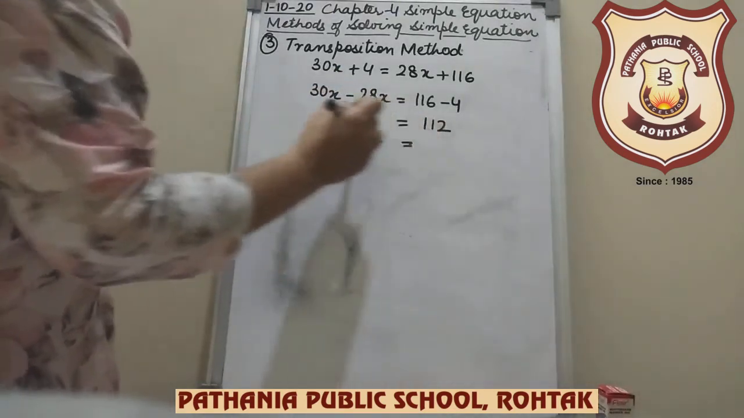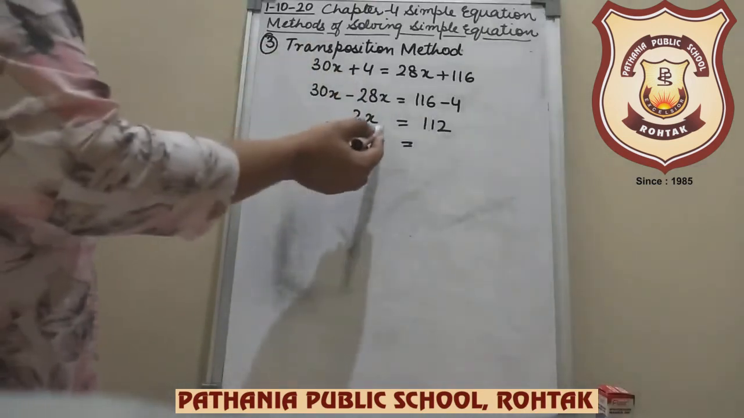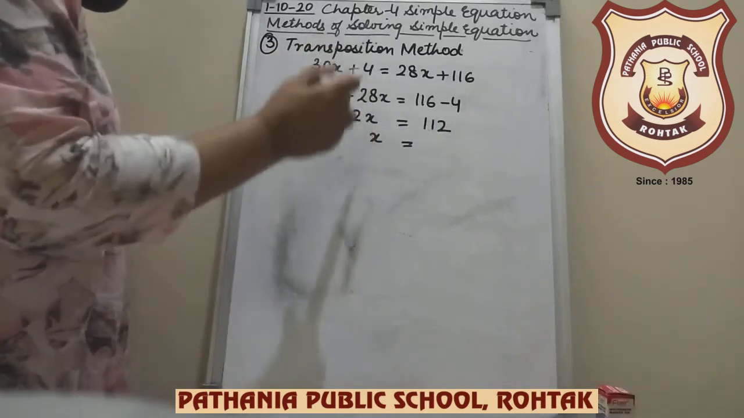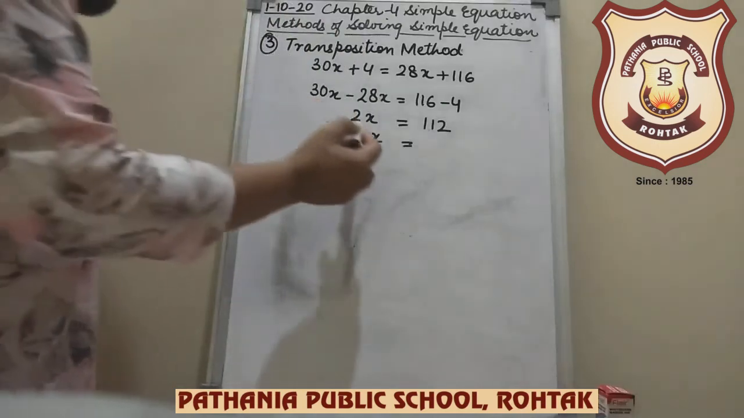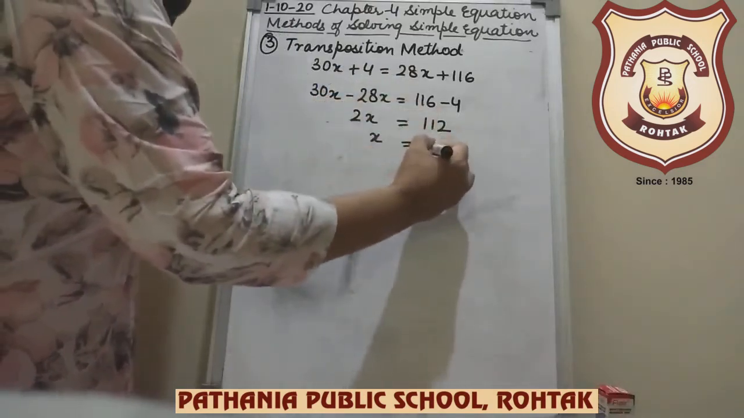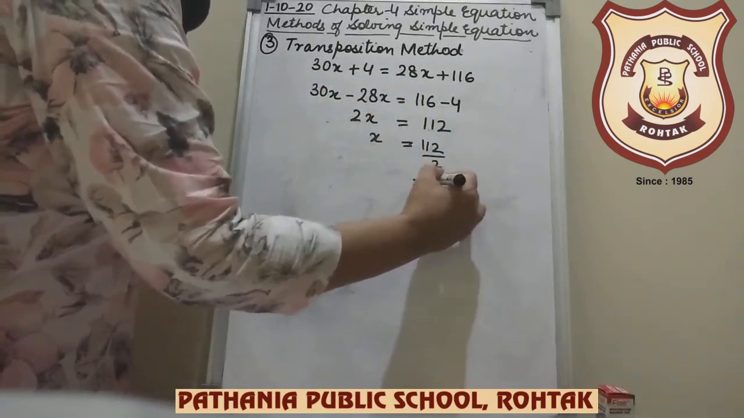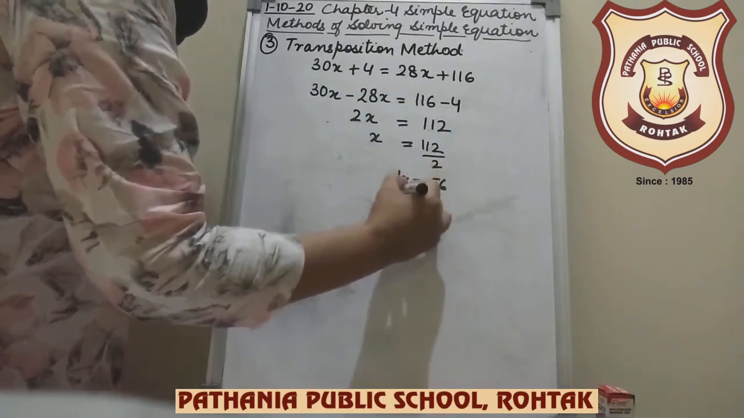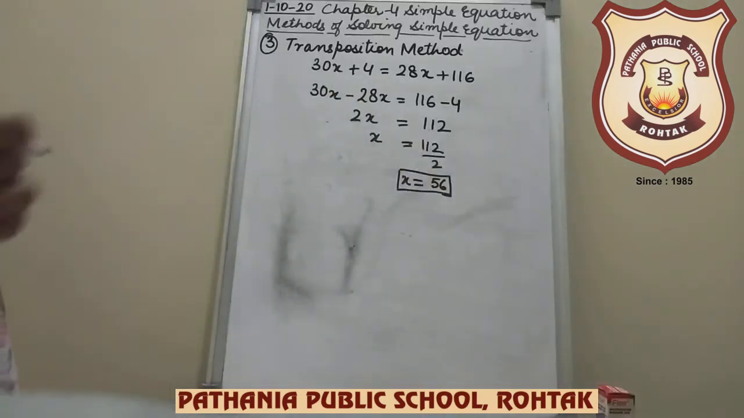And here again you have to keep it independent. As I told you earlier, the variable has to be always positive and without any other constant except 1. 1 is already there. So now this 2 is being multiplied, so it will get divided when you are going to change its position. So it will become 56. The value of x is 56. This is your answer. So these are the 3 methods by which you are going to solve your equations.